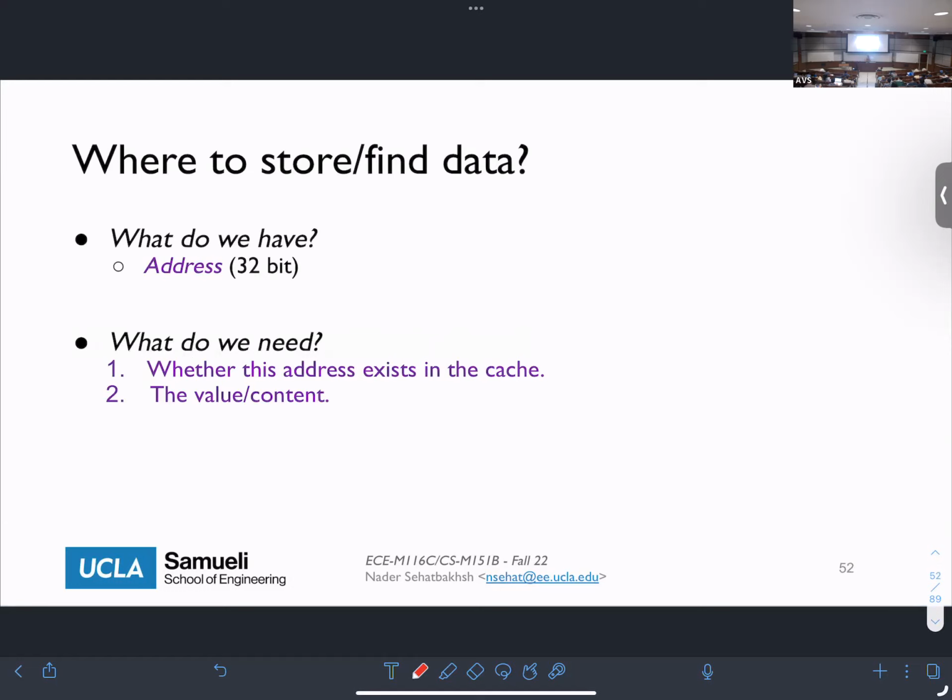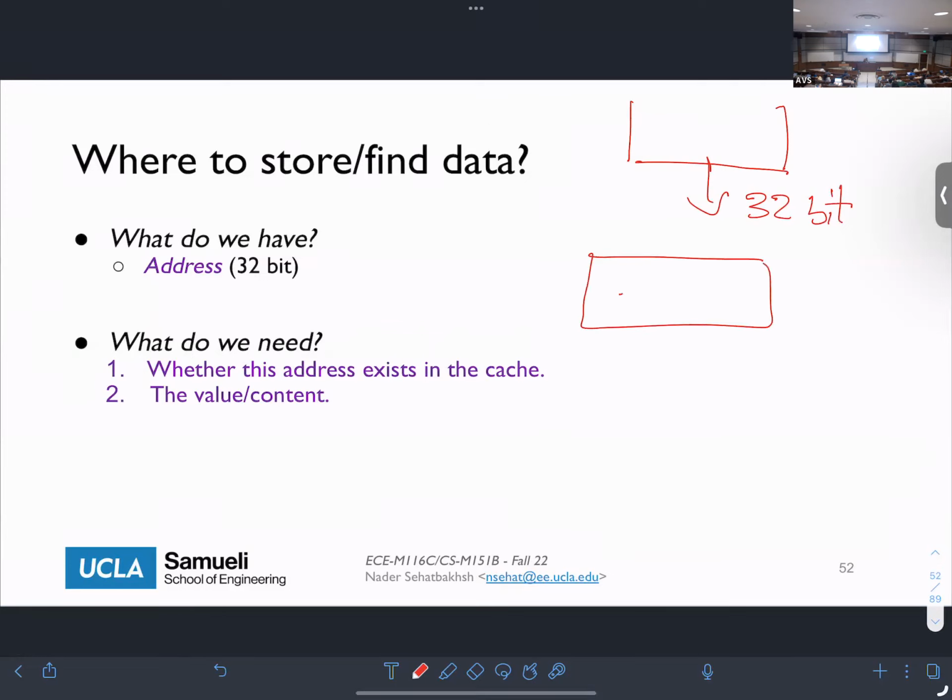And let's start with what we have and what we want. What we have is a 32-bit address. We're still thinking about RISC-V as our baseline CPU. We are talking about 32-bit addressing. And what we need to do is we need 2 things from our cache management system. We give an address from the CPU side, so we are the CPU. We give a 32-bit value, and that is our address.